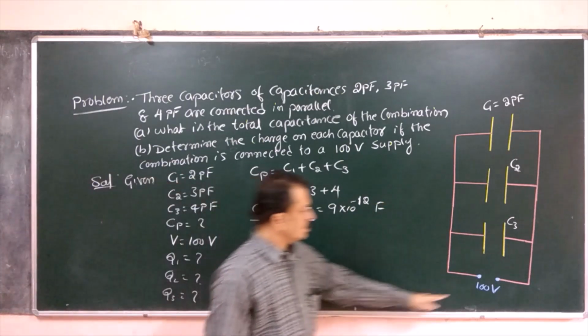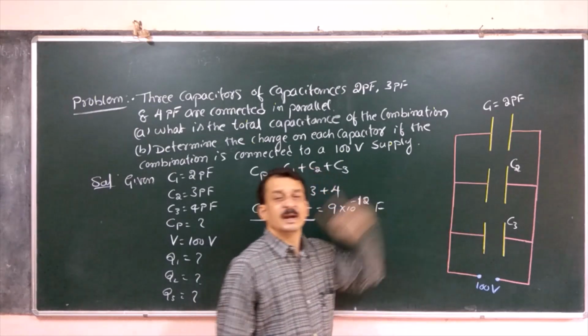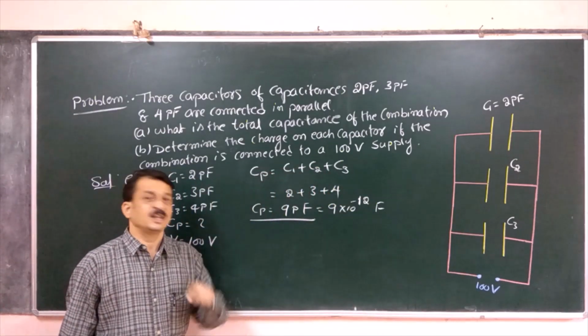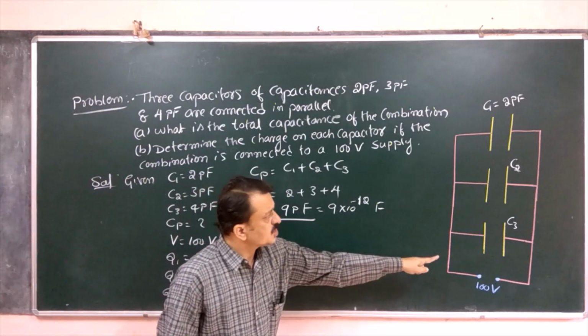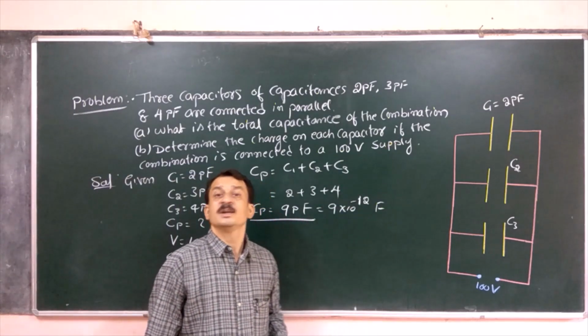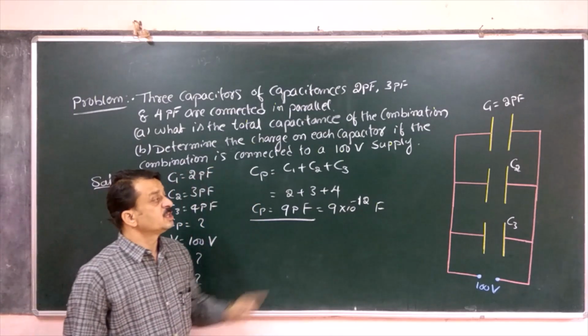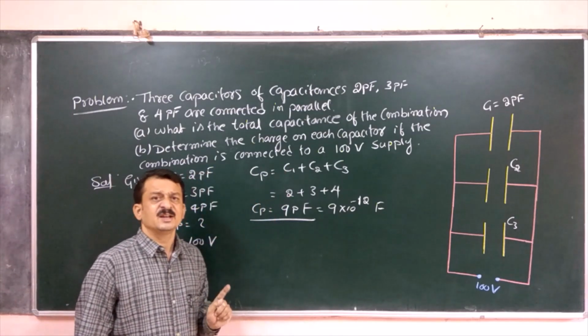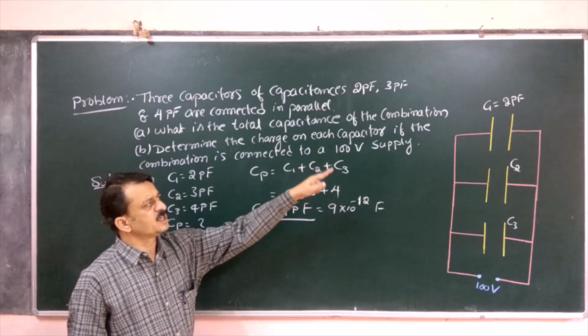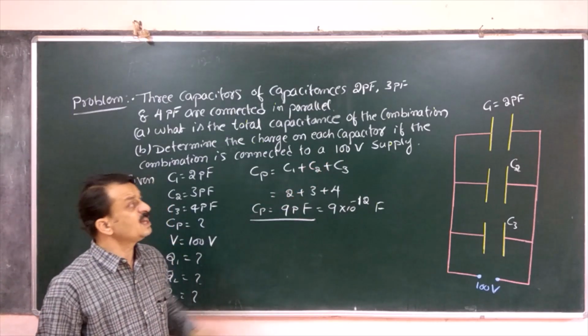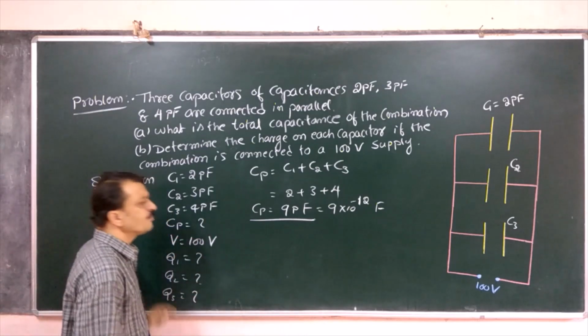Now a potential of 100 volt is applied. So in parallel combination, note the condition: the potential drop across each capacitor remains the same. Only the charges will be different. Total charge is equal to the sum of the charges on the individual capacitances. Keep this in mind.